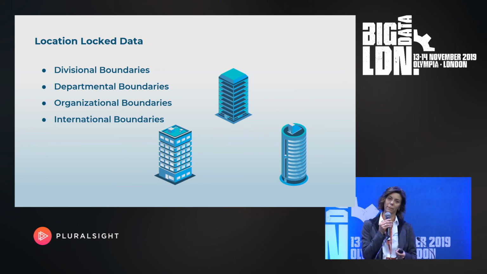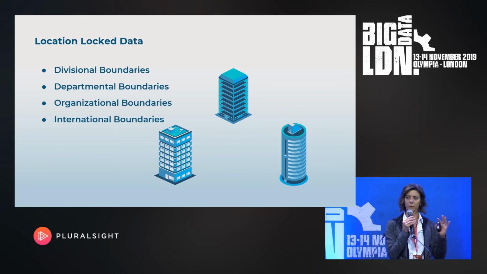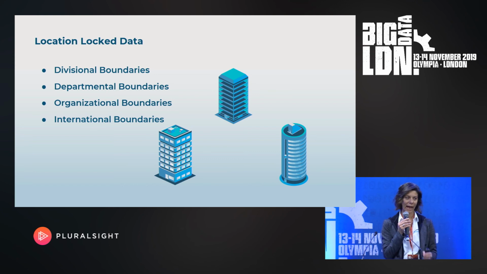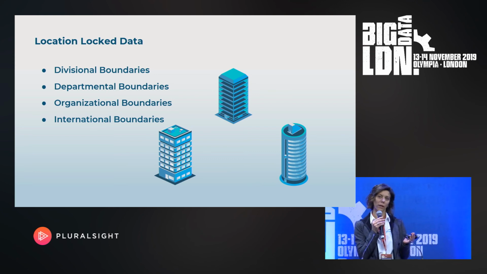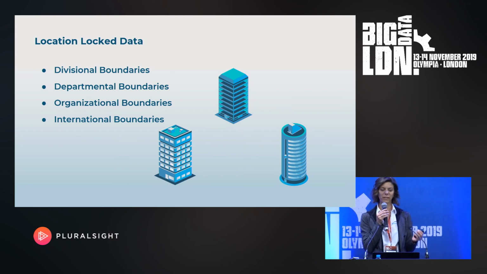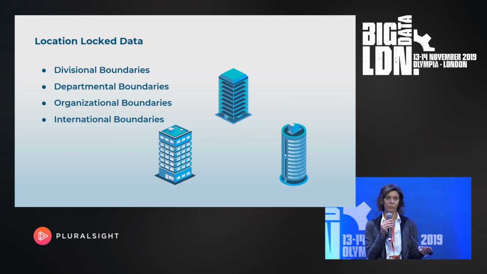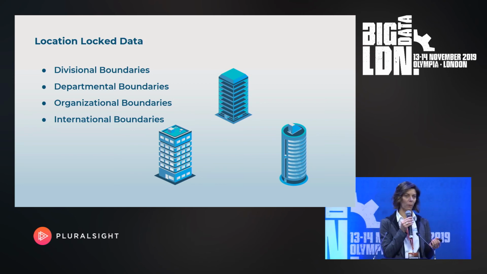So that was all about specific data types that people have and have no issues accessing or moving around. I want to talk about another type of data, and this is what I'm calling location-locked data. So this is data you can't move. Why can't you move it? Maybe it's because of divisional boundaries, department boundaries, organizational boundaries, or international boundaries. So imagine you're a global organization, you have multiple offices all over the world, you'd like to be able to access that data and run analytics, but you can't move it out of those locations. How would you be able to run your analysis?